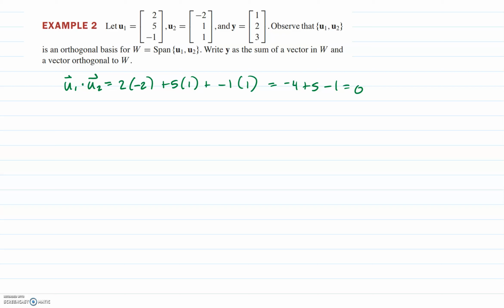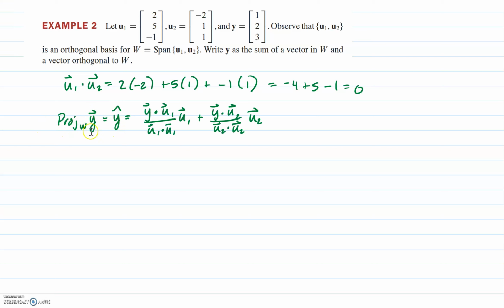So let's let y be the sum of a vector in W and a vector in W complement, by looking at the orthogonal projection of y onto W, y hat. By the theorem, y hat, which by the way is again the projection onto W of y, is equal to the linear combination of u1 and u2, where the constant of u1 is y dotted with u1 over u1 dotted with u1, and the constant of u2 is y dotted with u2 over u2 dotted with u2.